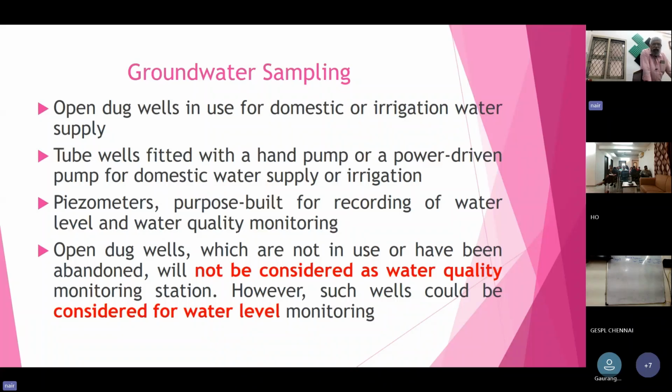Suppose you are going to an area and asking people whether this is an open well. Okay, you can take a sample, but you have to ask them whether it is in use. Suppose they tell you it has not been in use for so many years, then don't take water for quality analysis. You can use that well for water level monitoring. Got it? So be very careful on this point.